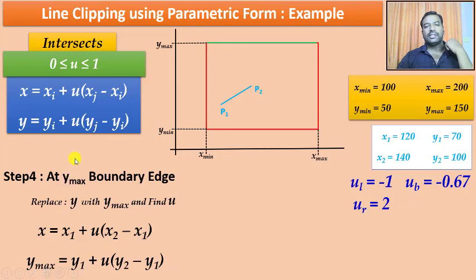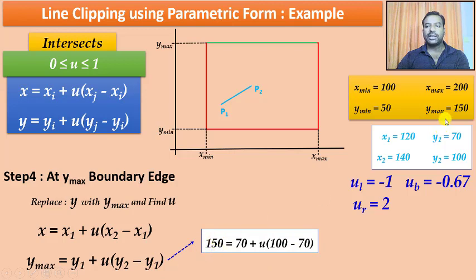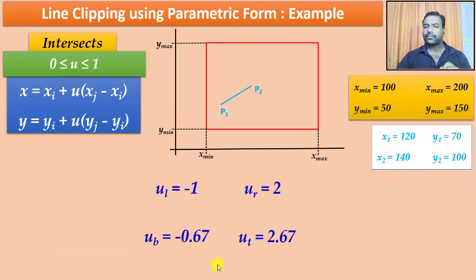Now at step 4, I will take the top boundary where I replace y with y maximum, that is 150, and solve this equation where I find ut, which is going to be 2.67, which is again not in the range. Now if you just observe in all the 4 steps with respect to all the 4 edges, none of the u values is within this range. Hence, there is no intersection of the line with any boundary. Hence, we say the complete line is within the clipping window, as the entire line is completely saved or accepted. This is how it's going to work.